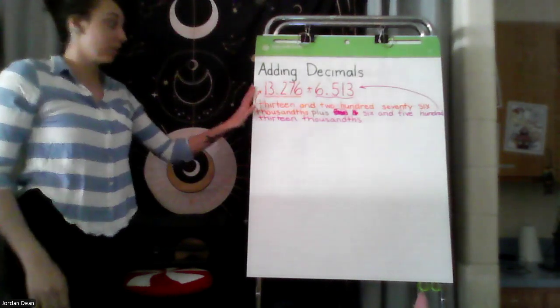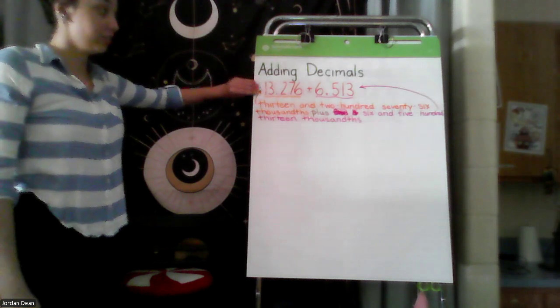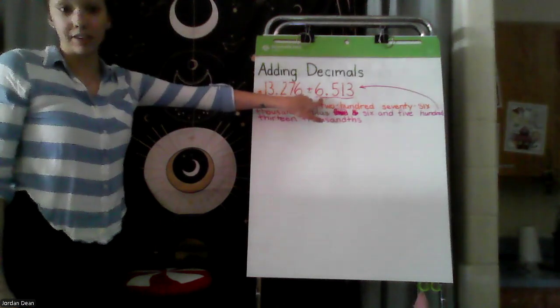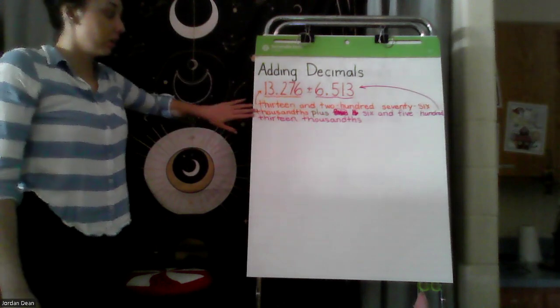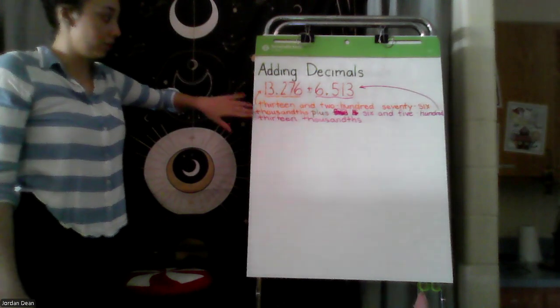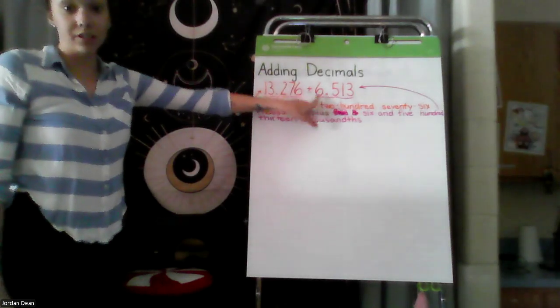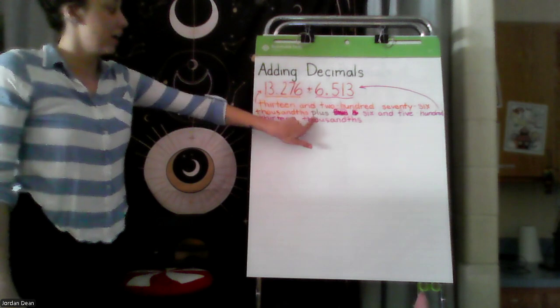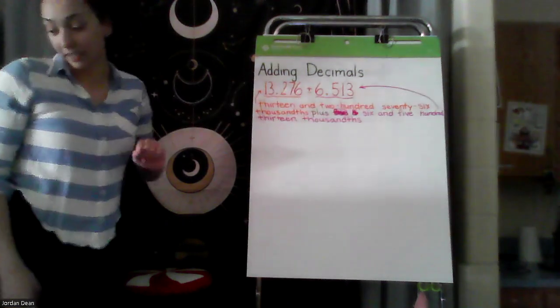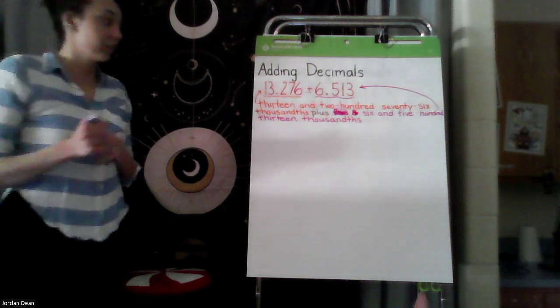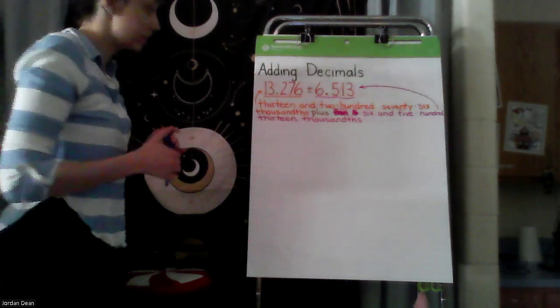So here is our problem. 13 and 276 thousandths plus 6 and 513 thousandths. I have that in written form here as well. You can see the orange matches up with our first number, the brown is our equation sign, and then the pink matches up with our second number. So the first step in adding decimals is going to be to line up our place values.